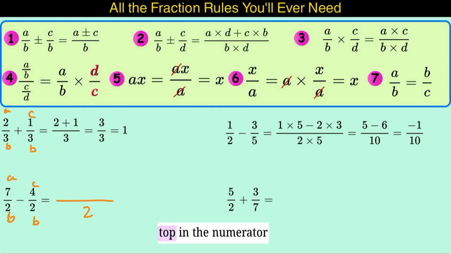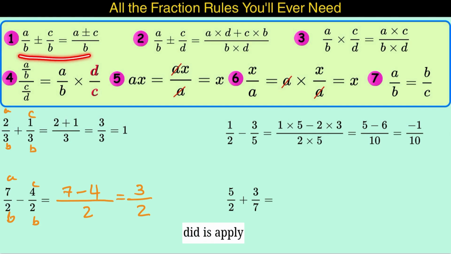Then on top, in the numerator, I have A, then negative, then C: A minus C. So what's my A? It's 7, then negative, then my C is 4. The answer will be 7 minus 4, which is 3, over 2. This is my answer. See what I did? All I did is apply this rule. That's why you have to memorize it and make sure you know this one is for when you have the same denominator.